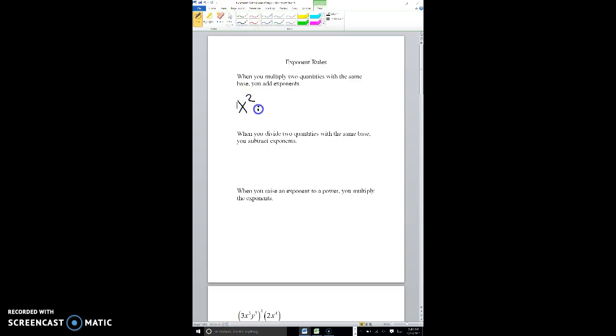For example, x squared times x to the 7th. The base is the same, it's x and x. So when you multiply these together, you add the exponents together, you get x to the 9th. If you imagined x squared means x times x, x to the 7th means 7 x's in a row. So how many times do we multiply them all together? 9.